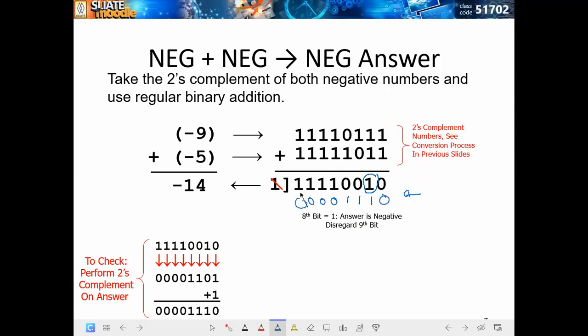Here you get this one. Then you can find the decimal value of this one. The decimal value for this one is 14, but from the total you got, you can find whether it is negative or positive. If the 8th bit is 1, that means a negative number. So we have got a negative answer.